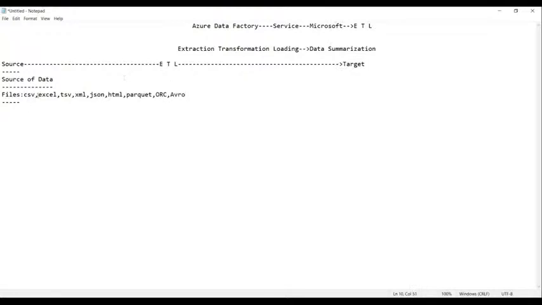These are all the various types of files we can have where we can find the data. Okay, guys, everyone, apart from the files, what are the other sources from where we can get the data?